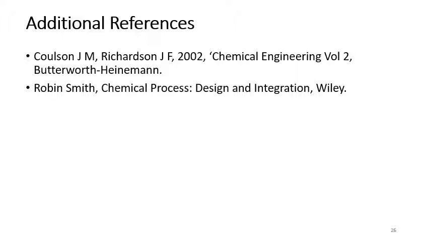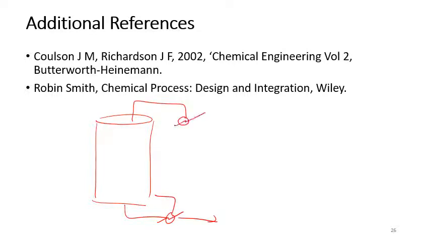So for additional references, if you'd like to read more, you can refer to these books. I'm sure these books are going to be useful for you in the IDP and also for the design project in your final year. So at the end of the day, you need to calculate the diameter, the height, and at least the condenser and reboiler duties. For this chapter, for this course, it's enough for now.